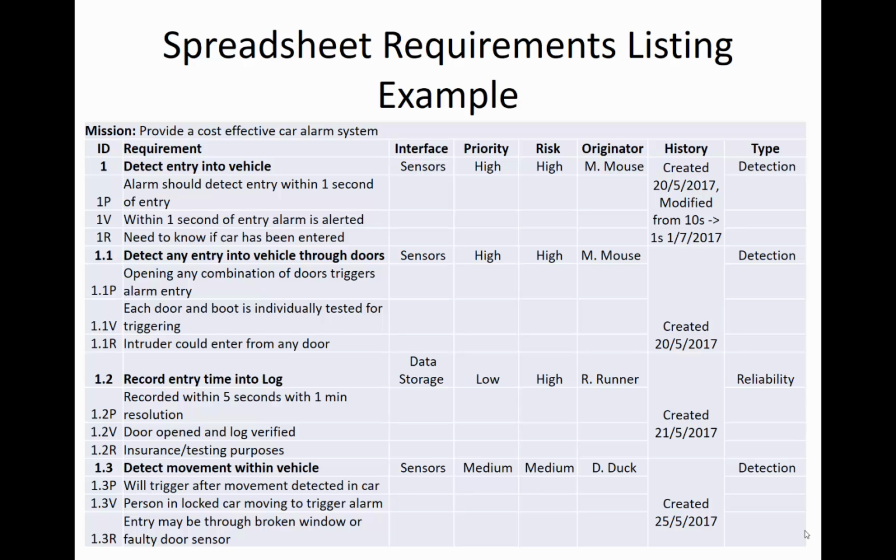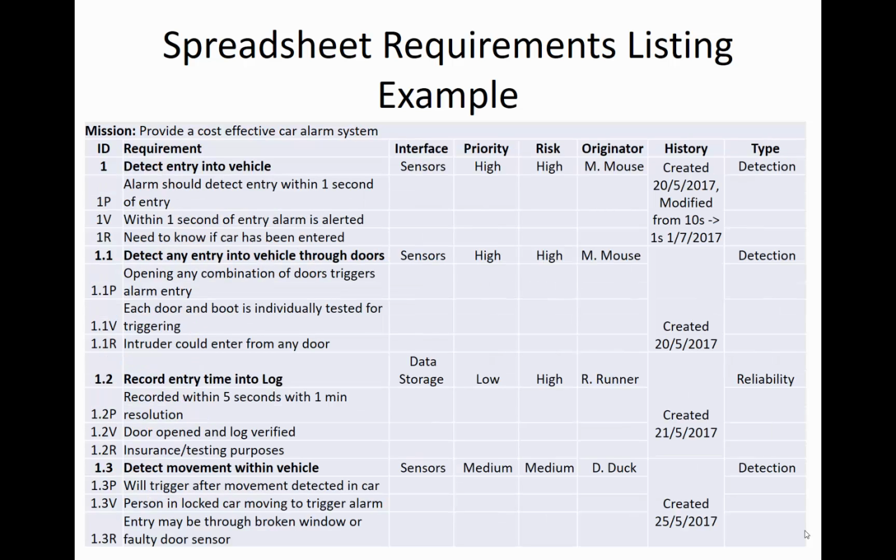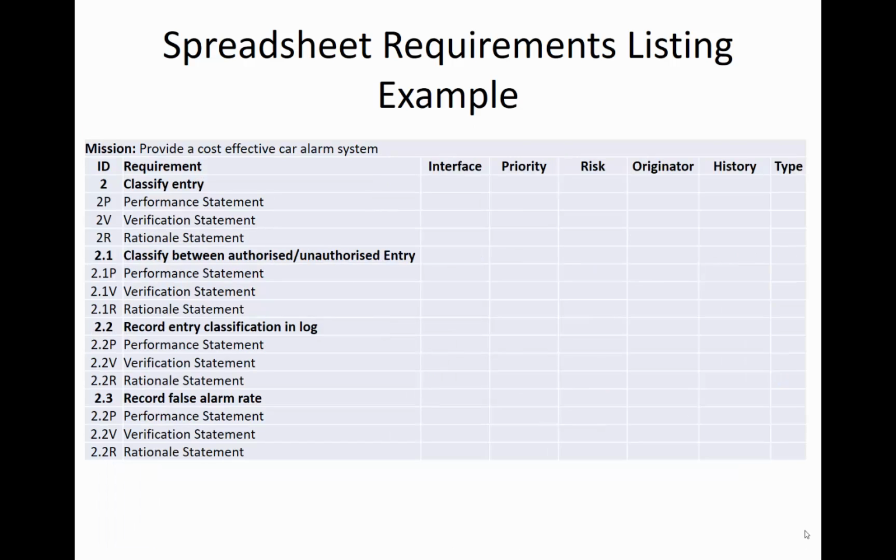So that first one was created on a certain date, modified at a certain date, and we see the modification there that it was modified from 10 seconds down to 1 second, for example. And then the type there, the first two relate to detection, then the next one reliability, and then another one relating to detection again. And we could do a similar sort of thing. I haven't filled out all the other fields here, but for all our other main requirements, because this is the first main requirement, detection of entry into a vehicle.